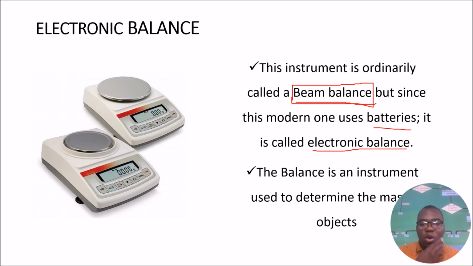This instrument is used to determine the mass of objects. If it's a solid, you just put it here and you take your readings from there. But if it's a liquid, you first have to put it in a beaker or any container, and then that's when you put it here. You can't put a liquid directly here. So generally, an electronic balance, which is called the beam balance, is used to measure the mass of objects.